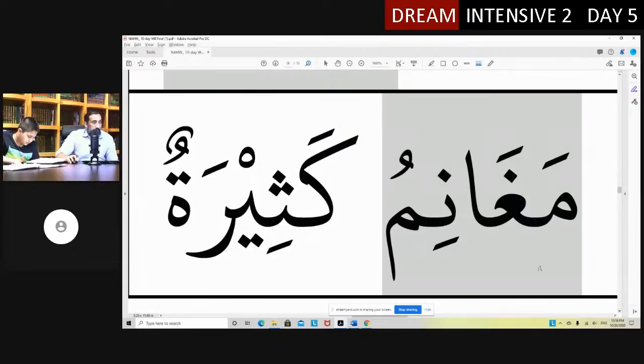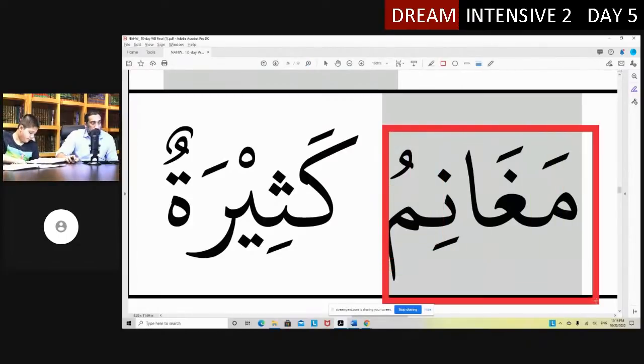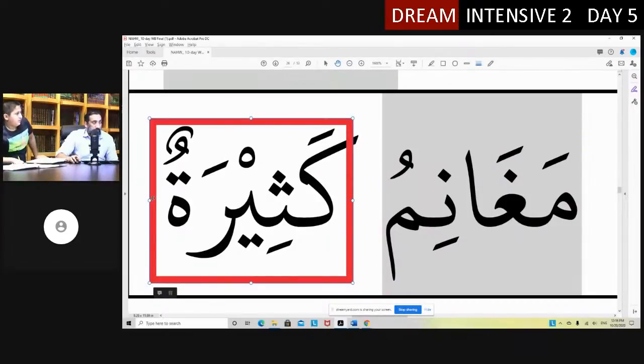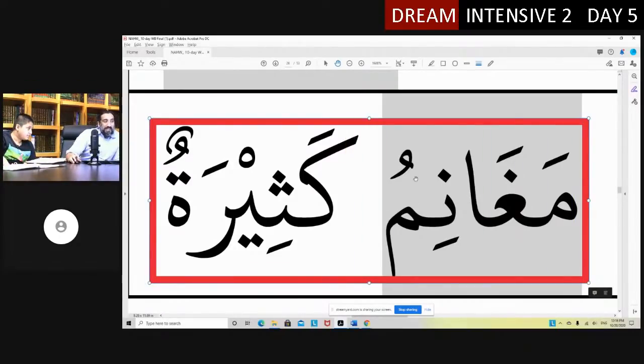Maghanimu kathiratun. Off the top, you can tell that maghanimu is going to be a plural. You can tell because the adjective is feminine, right? Now, there is one difference here. The difference is that maghanimu is light. Did you notice that? And kathiratun is heavy.